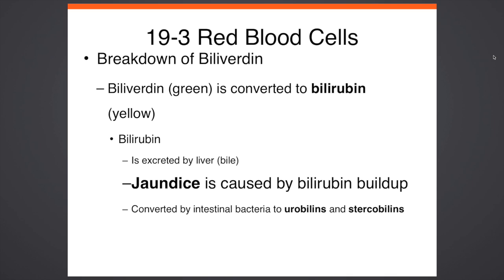Okay, the only thing you need to know on this page is jaundice. Jaundice, we discussed earlier, is caused by bilirubin buildup. It causes your skin, especially in children, to turn quite yellow. It's a disease that affects your blood cell count.